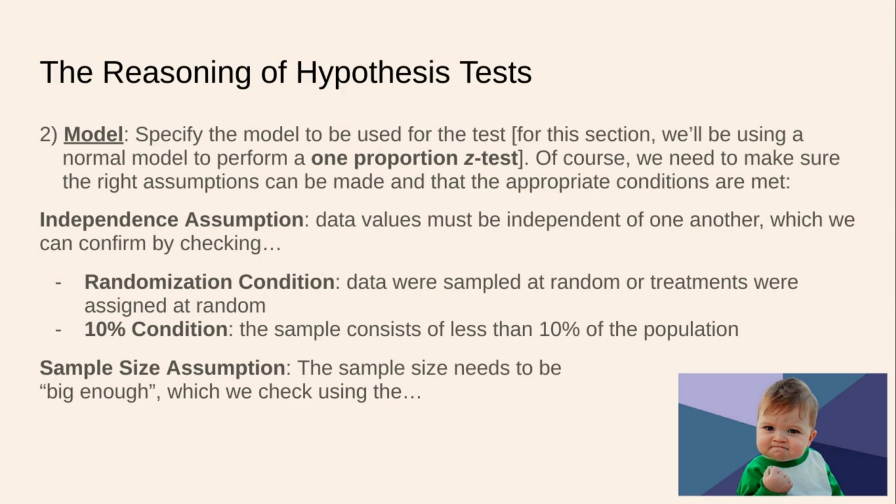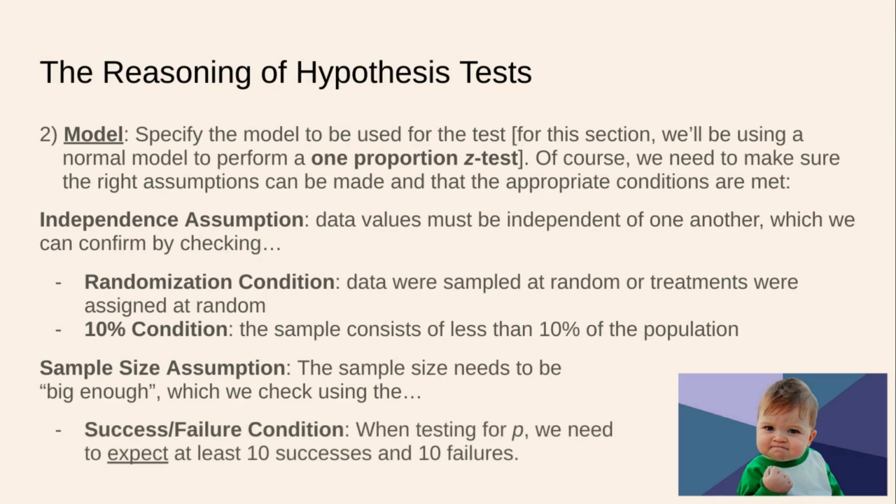Also, the sample size needs to be big enough. How do we check that? Well, it's the success-fail condition with a slight twist. When testing for the population proportion, which we're doing now, we need to expect at least 10 successes and 10 failures. And if this sounds familiar, that's because it is, except for that word expect. Sometimes we need to observe successes and failures, like in the case of a one proportion z interval. But in this case, we need to expect some number of successes and failures, namely 10. All right, we need to pay close attention there.